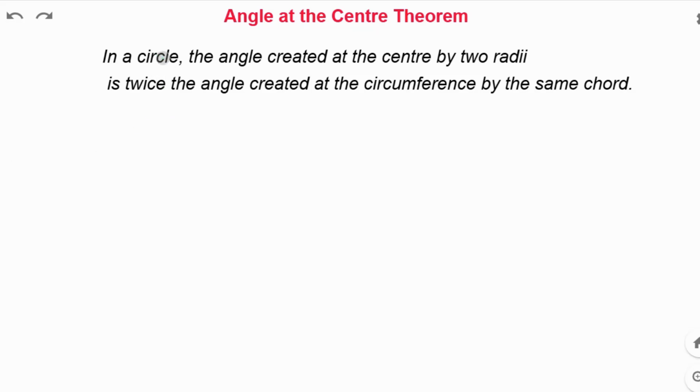So we are saying that the object has to be a circle, and then another angle is formed at the center. How is this angle formed? It's formed by using two radii. That angle that is formed at the center is twice another angle that is created at the circumference. The key condition is that these two angles must be created from the same chord.